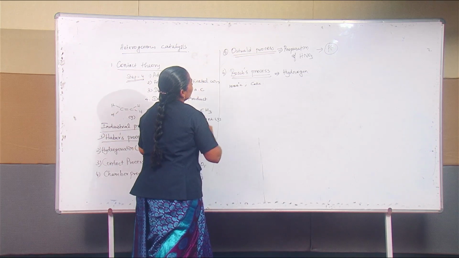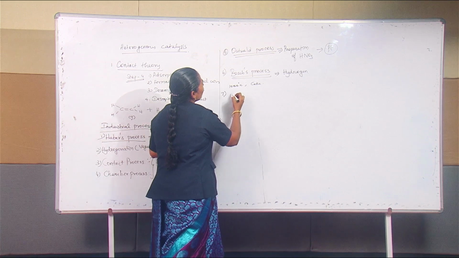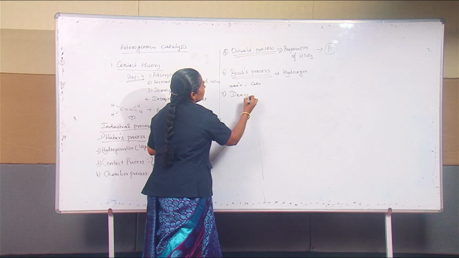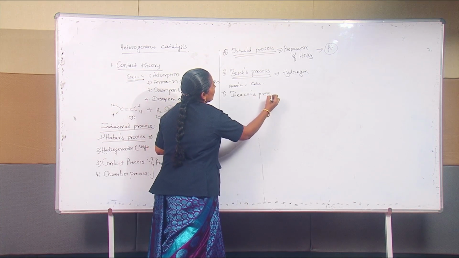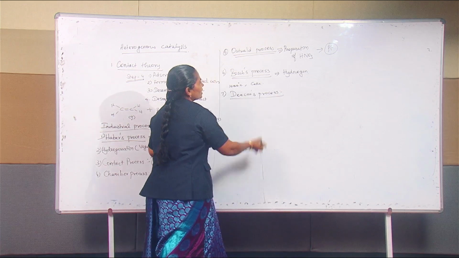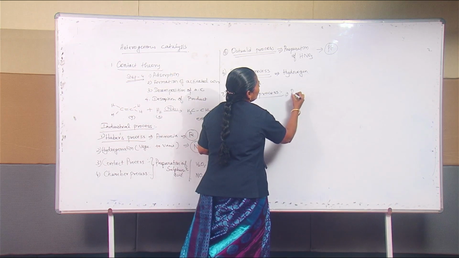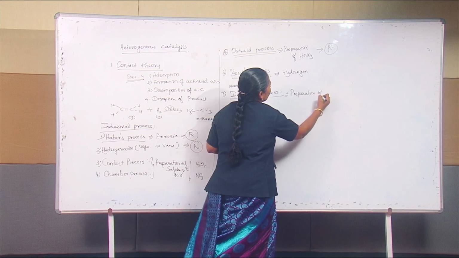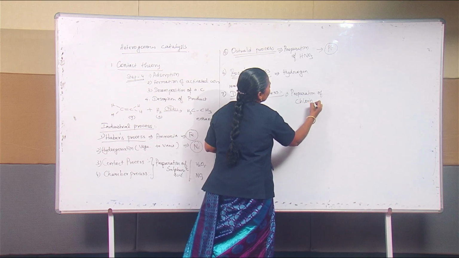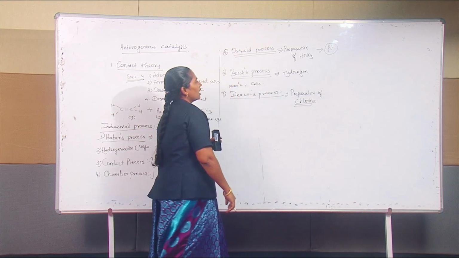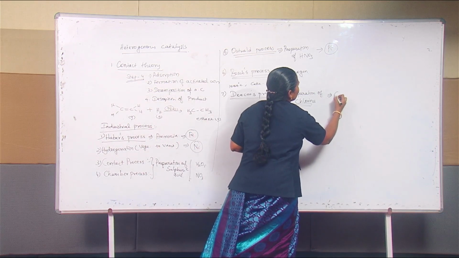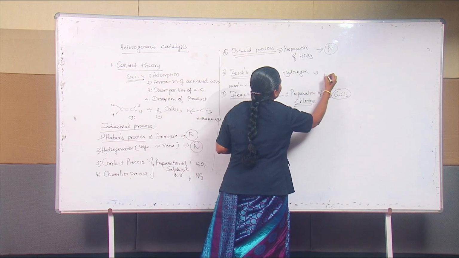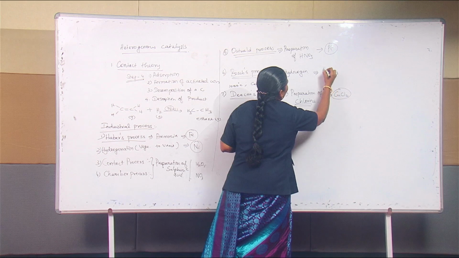So next one, we are going to see about another process that is called Deacon's process. In this Deacon process, the molecule prepared in large amount is chlorine. So this chlorine has been prepared in large amount in the presence of catalyst that is called copper chloride. So in this Bosch process, we have used a catalyst that is called iron oxide.